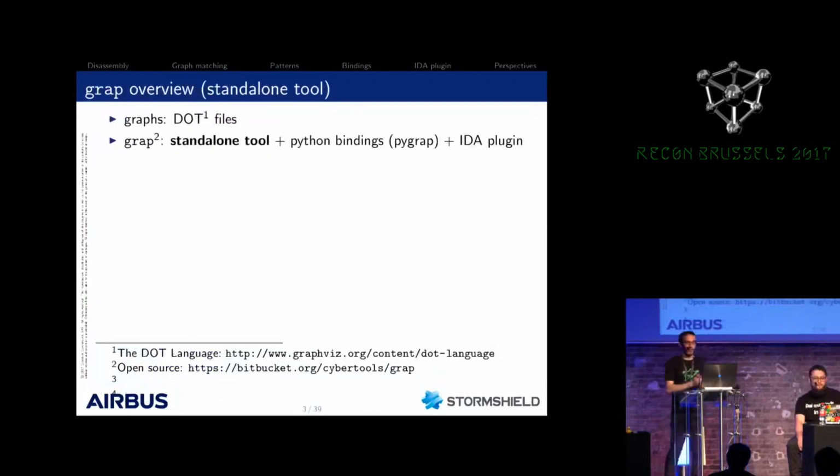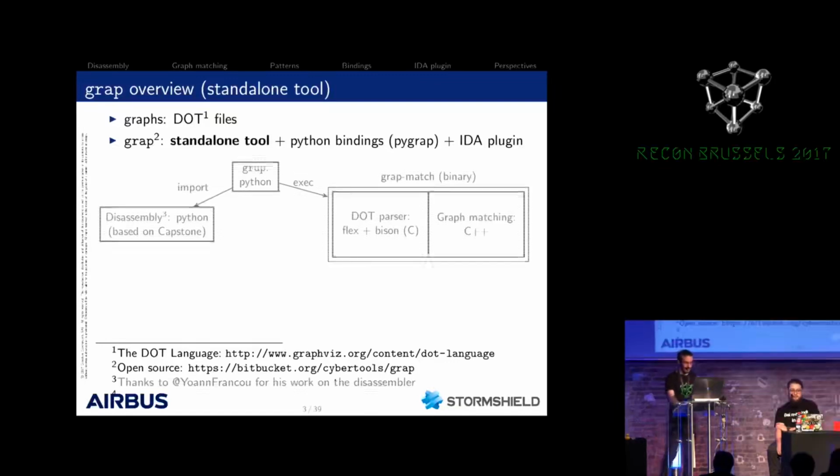I'll present a quick overview of the GRAP project. Since we're working on graphs, we use the dot language to represent them. These are simple text files, and we will see a lot of examples later, but it's quite simple to write graphs in this language. GRAP is at the same time a standalone tool that you can use on the command line. Then it has Python bindings to leverage the algorithms from GRAP from Python, and we also developed an IDA plugin. Everything is open source and available online.